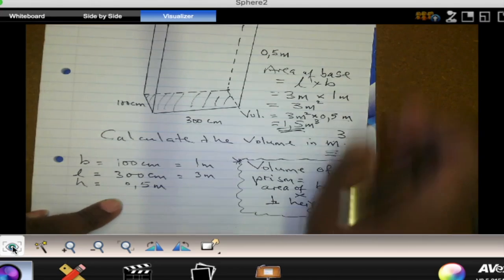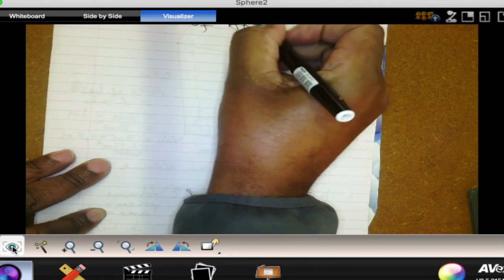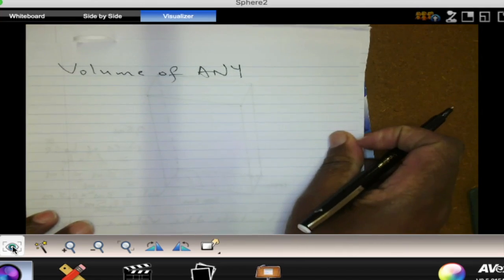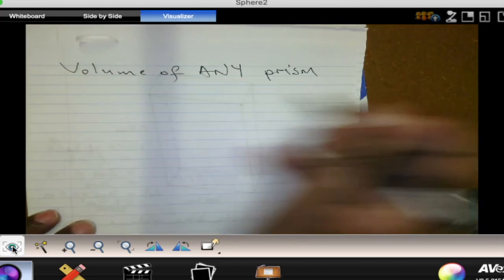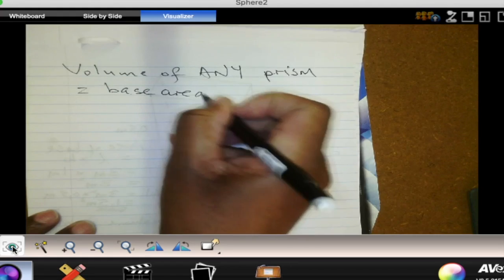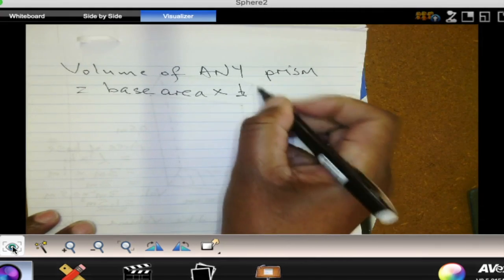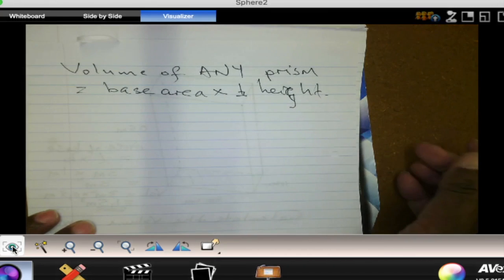Let me write it here again. So we are saying volume of any prism is given by base area multiplied by the perpendicular height of that particular prism. Okay, guys, do you get that?